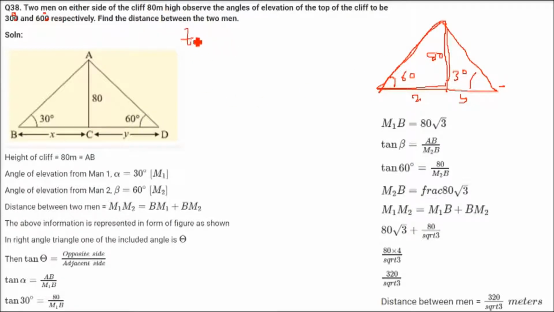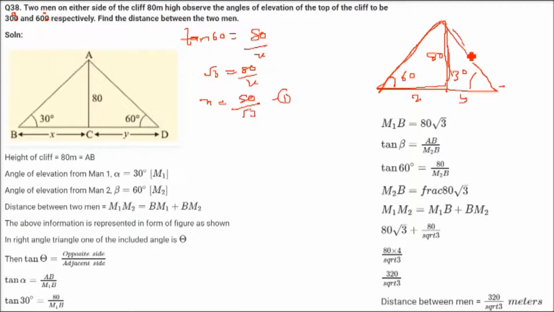So tan 60 will be what? It's perpendicular by base, 80 by x. Tan 60 is root 3. Root 3 is 80 by x. So x is equal to 80 by root 3. This is our first equation.